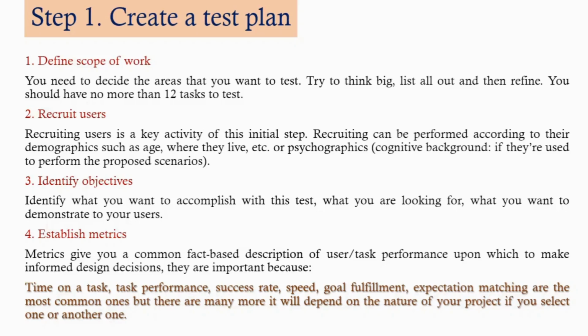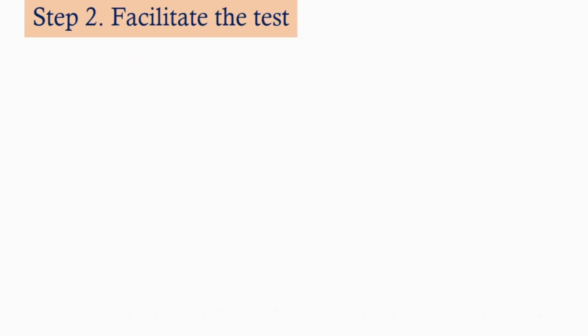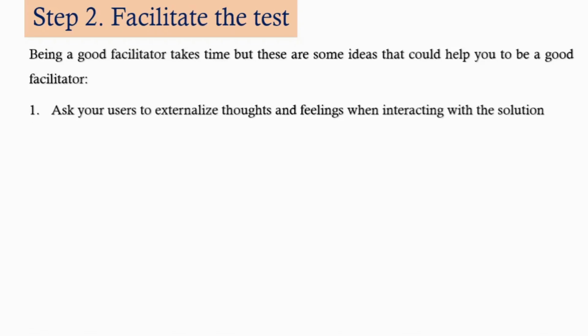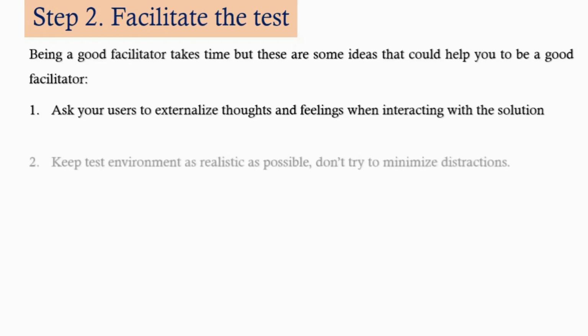Now once you are done with the step 1, you can jump to the second step, and that is facilitate the test. So while facilitating the test, you have to act like a good facilitator. Okay, and good facilitator is the one who can listen to every other person very carefully, right? So while facilitating the test, what you are supposed to do, first ask your user to externalize thoughts and feeling when interacting with the product which you are giving to him or her.